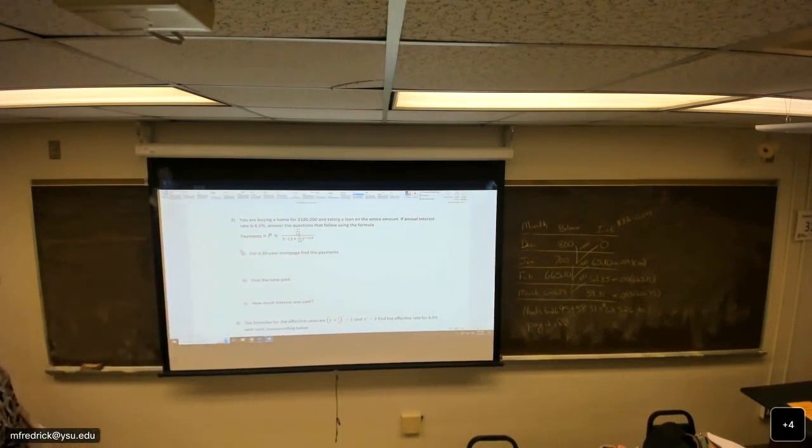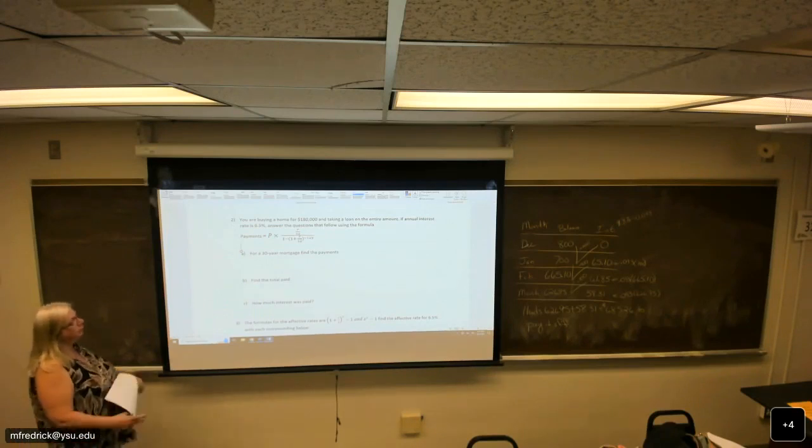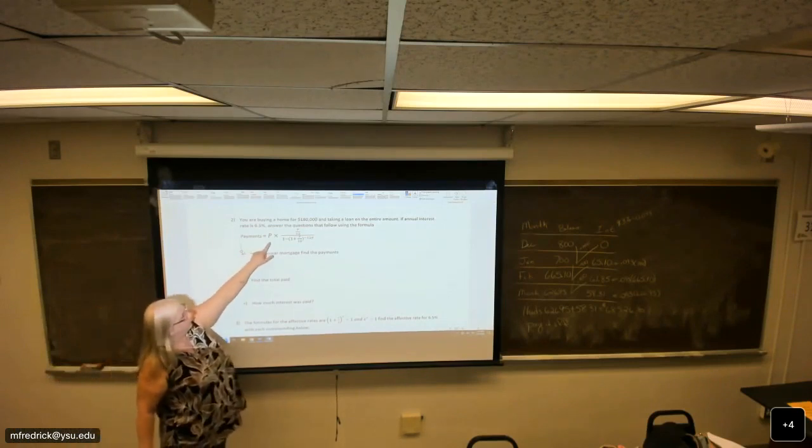You're buying a home for $180,000 and taking a loan on the entire amount. If annual interest is 6.5%, answer the questions that follow using the formula. For a 30-year mortgage, find the payments. For the first one, to find the payments, you just plug it in here.